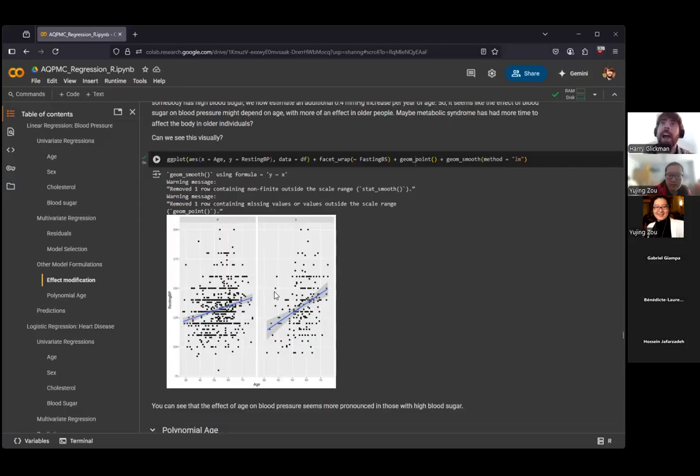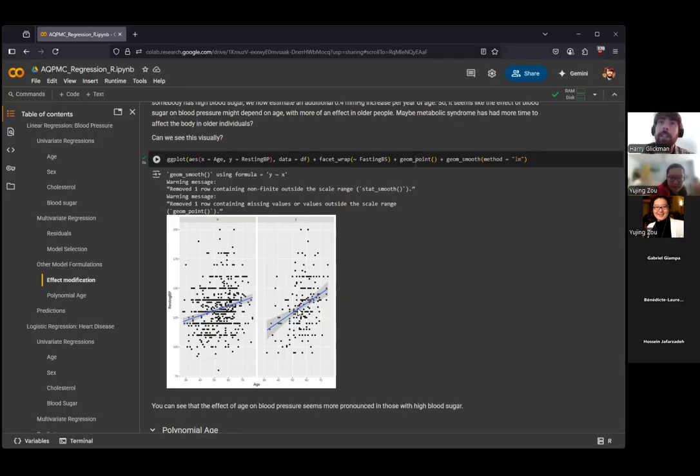It's just you should have some idea ahead of time that there's going to be a difference in the effect of age on blood pressure in people that have high blood sugar. And would you say these should be reported, the interaction effect, if you were to actually find something significant? Would you write that in your paper? Absolutely.